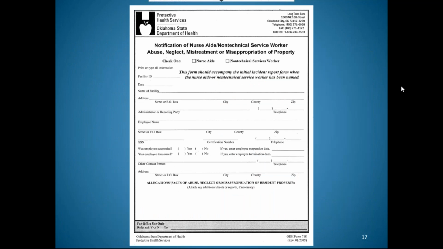And I just wanted to put in here the notification of nurse aide or technical service worker abuse, neglect, mistreatment, or misappropriation of property form. This is the form 718 that we talk about. It does say right there at the top of the form, this form should accompany the initial incident report when the nurse aide or non-technical service worker has been named. Fill out this report. Under allegations at the bottom, you do not have to put anything in there. You can just say see form 283, but you can also put any other information that you may want to really stand out, such as the named CNA was not even in the room whenever that incident took place.